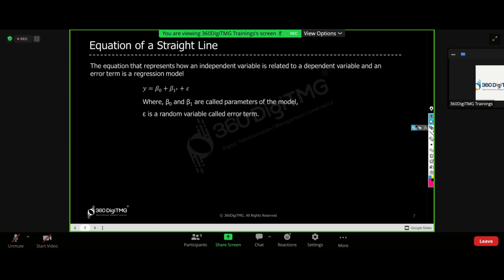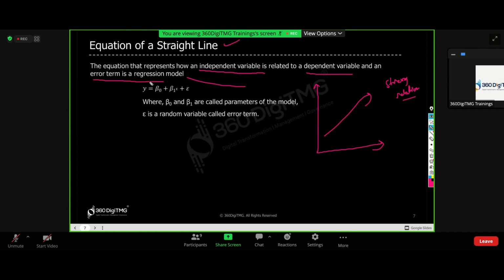Now we have to find out, since we observe that if there is a straight line, then obviously it's a strong relation between x and y. So the equation of the straight line represents how an independent variable is related to a dependent variable, and there will be an error term, which is a regression model.